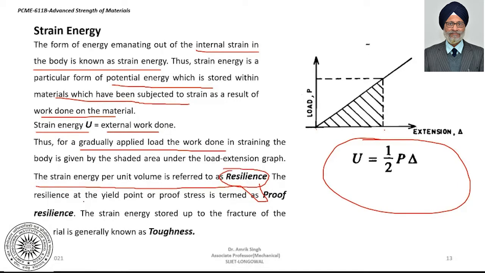The resilience at the yield point, or the proof stress, is known as the proof resilience, and it is equal to the maximum amount of the strain energy. So in derivation, we will see in the future slide. The strain energy stored up to the fracture of the material is known as the toughness. So you have seen the stress strain diagram. So resilience is different, proof resilience is different, and toughness is different. So is it clear?